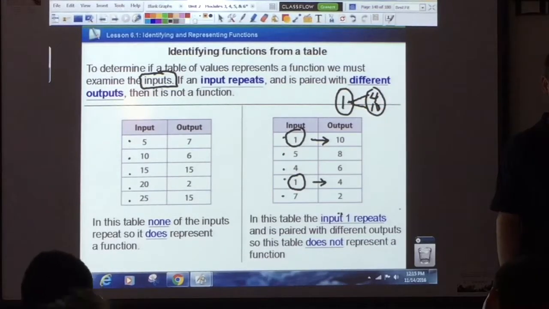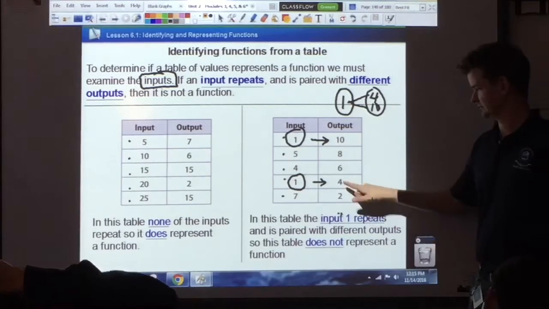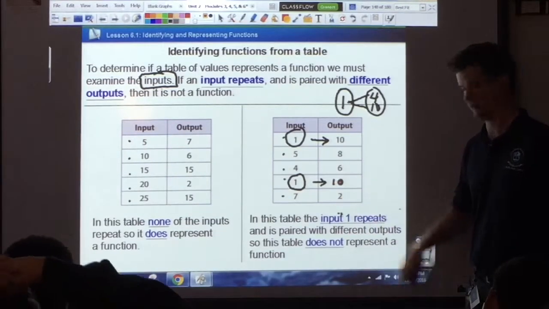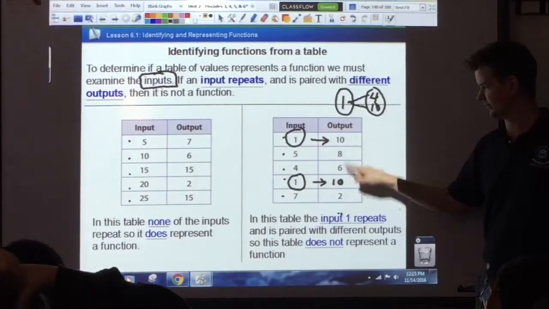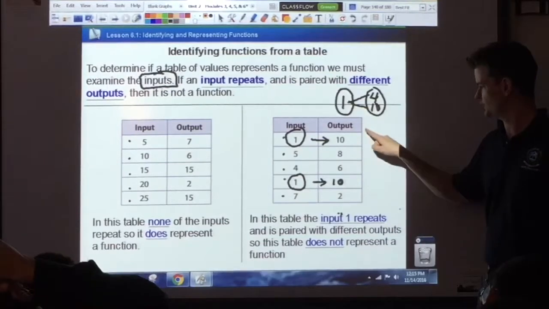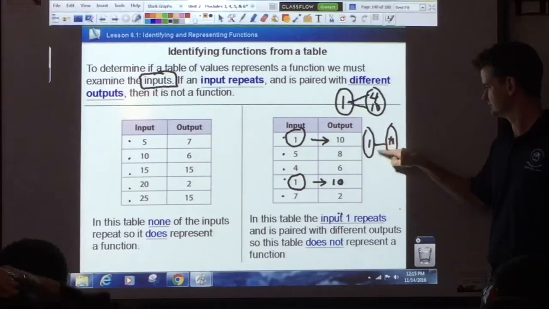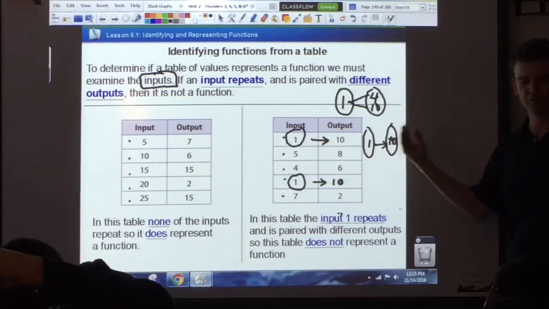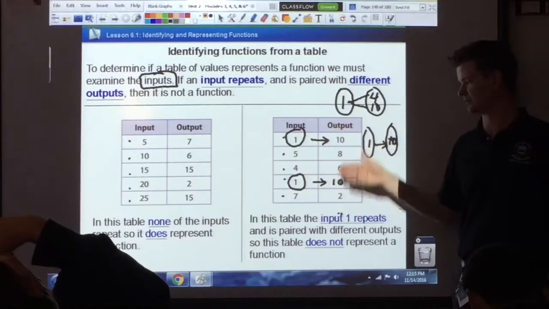So what if, say, 1 and 10 is paired, and then what if there's another 1 and 10? If this was 10, is that a function, yes or no? Yes, because although the inputs repeat, it's paired with the exact same output, right? So if you were to write this as a mapping diagram, let's see what it would look like. 1 and 10. That's a 10, by the way, horribly drawn. So that would be a function. Inputs can repeat if they're paired with the same output.